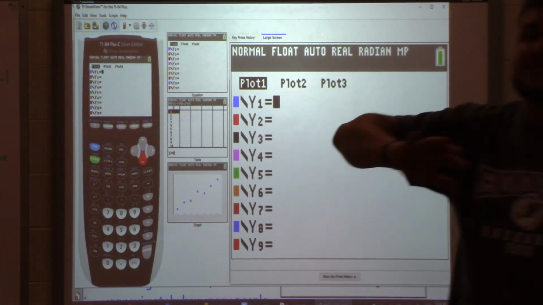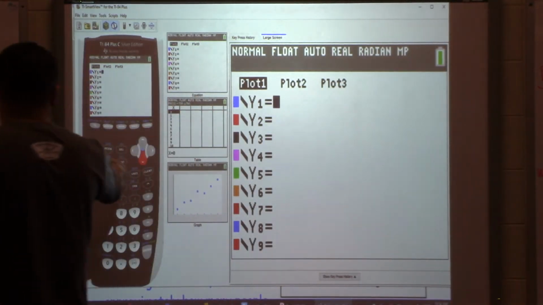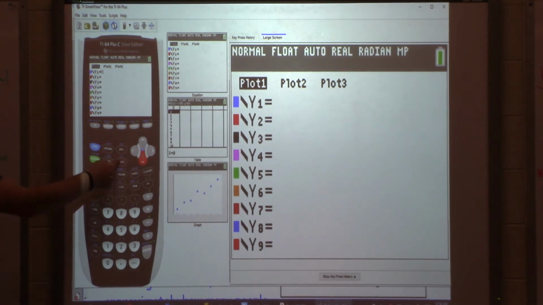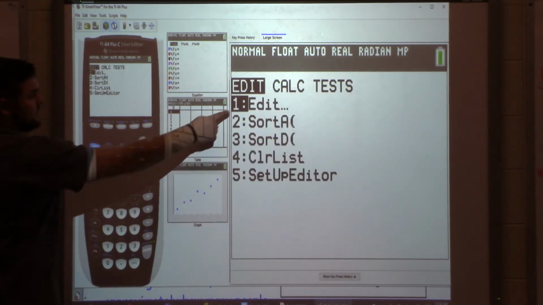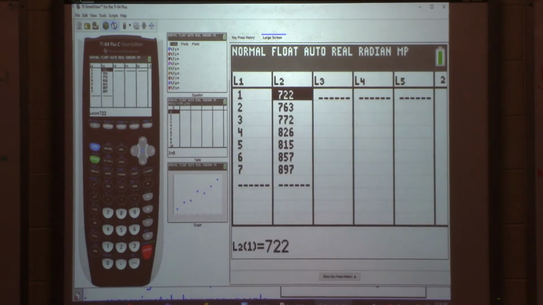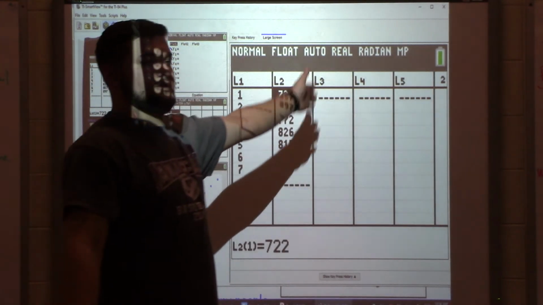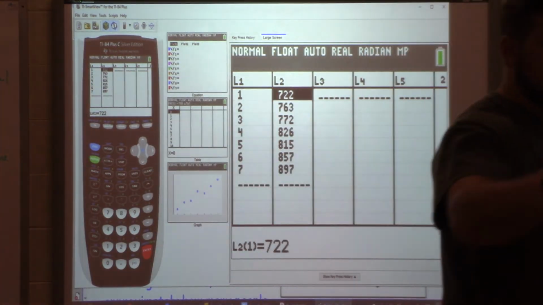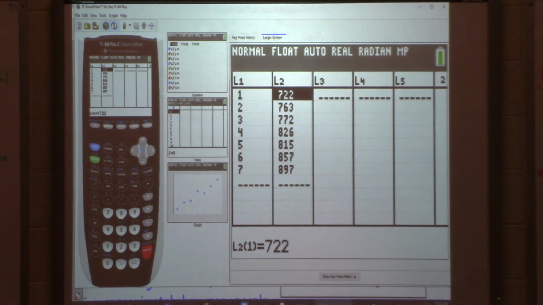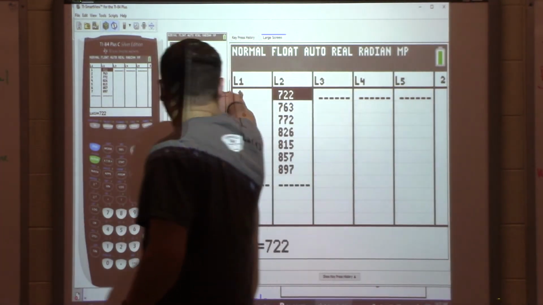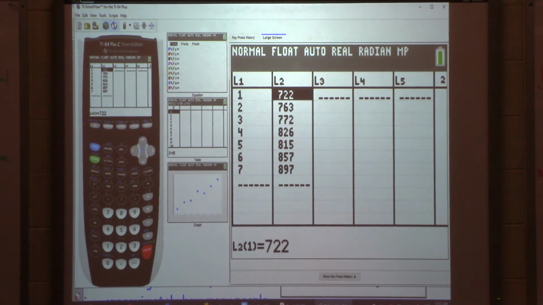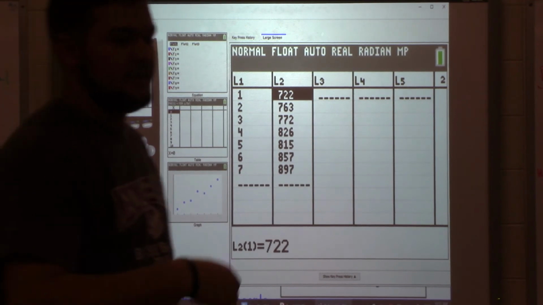Okay, next thing you're going to do is you're going to hit stat. It's the button right below delete. Stat. Edit. First one is edit, you're going to hit edit. It should pop up list 1, list 2, list 3, list 4, list 5, and so on. You are going to put your X values for that problem into list 1. 1, enter, 2, enter, 3, enter, 4, enter, and so on. You're going to put your Y values into list 2. 722, enter, 763, enter, and so on.